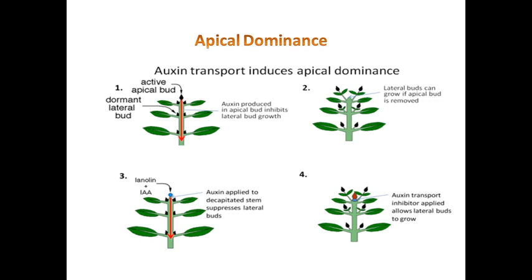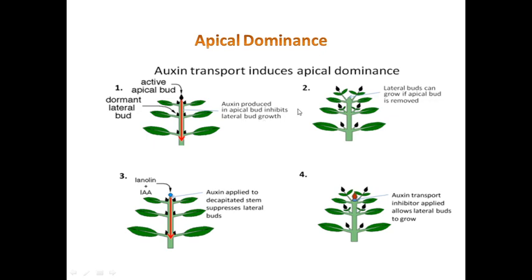Like apical dominance, I told you about the apical dominance. Apical dominance is a process in which the apical bud, this is the apical bud, dominates the growth of the lateral buds. These are the lateral buds. When the apical bud dominates the growth and development of the lateral bud, this process is called apical dominance. And how is this apical bud dominant? It synthesizes auxin. Auxin produced in the apical bud inhibits the lateral bud growth.